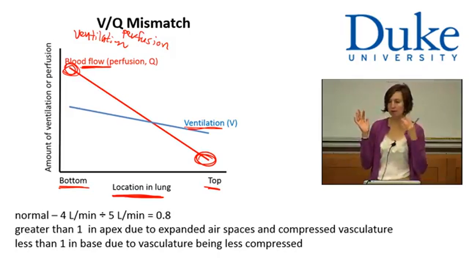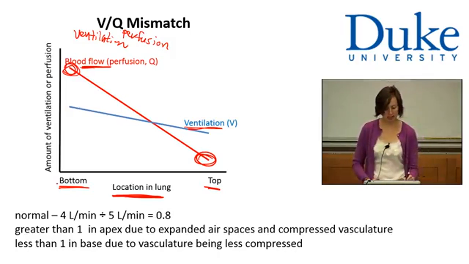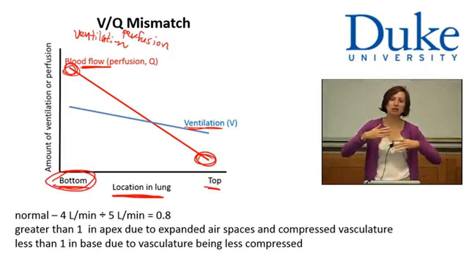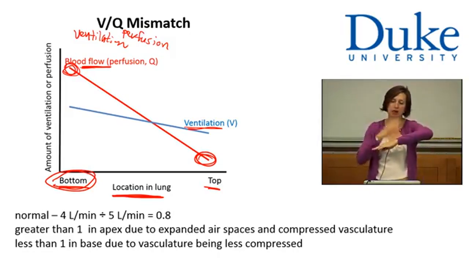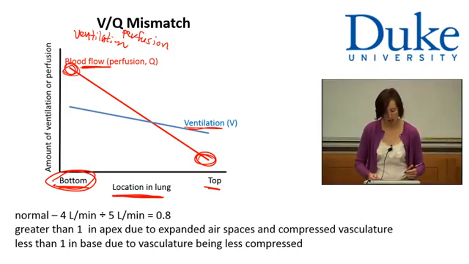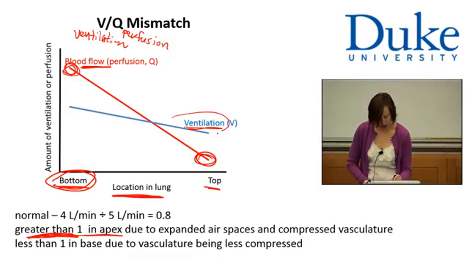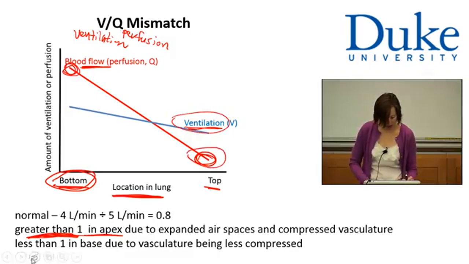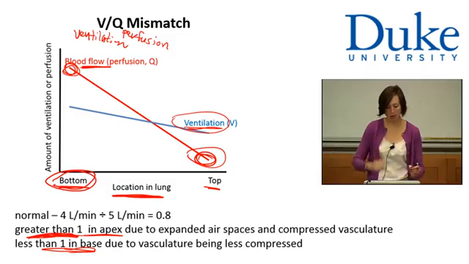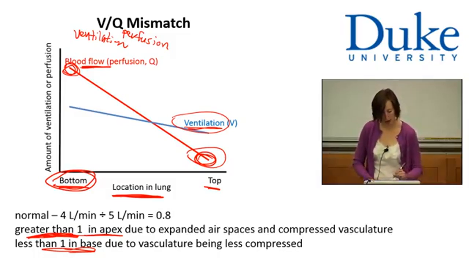So both ventilation and perfusion are increased at the bottom of the lung, but you see, because the slope of the ventilation is not very steep and the slope of the blood flow is steeper, the lines cross, which means that the VQ ratio is greater than 1 at the top of the lung, because ventilation is greater than perfusion, but that the VQ ratio is less than 1 at the base, because now blood flow is increased over ventilation.